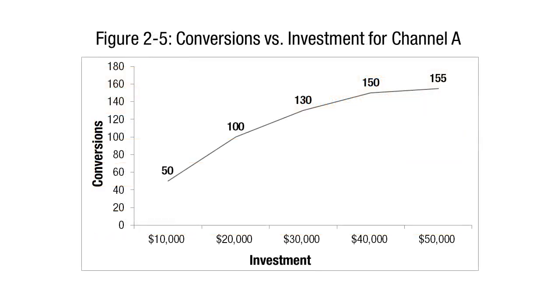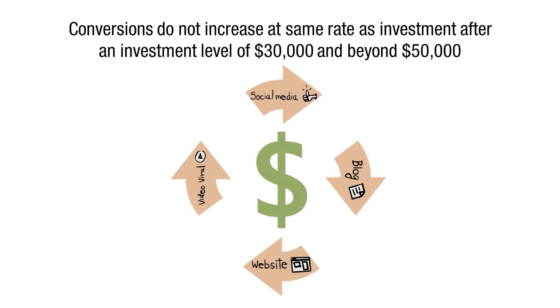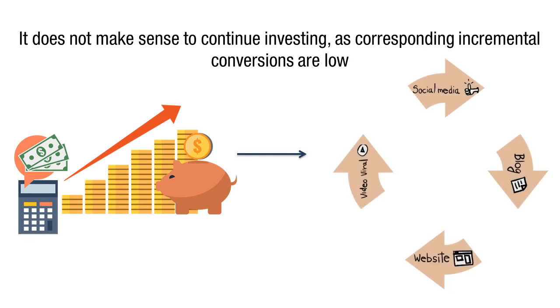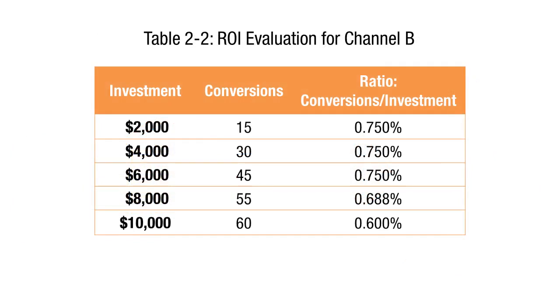And this is a graph of the values from the table in our example. From this, it's clear that conversions do not increase at the same rate as the investment after an investment level of $30,000 and beyond $50,000. It would therefore not make sense to continue investing as the corresponding incremental conversions are very low. The schedules for two other channels are shown in these tables.